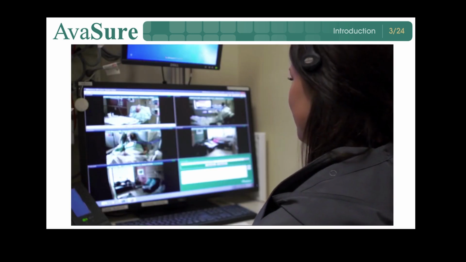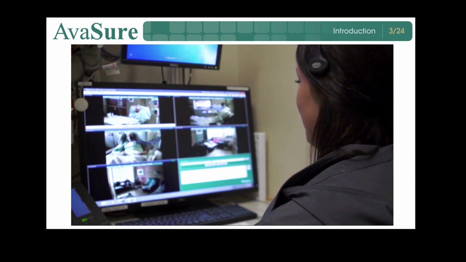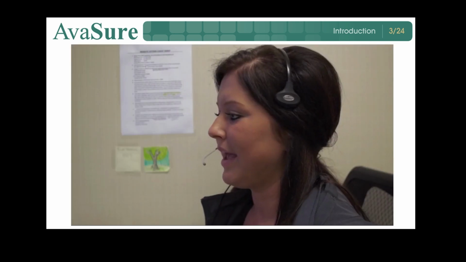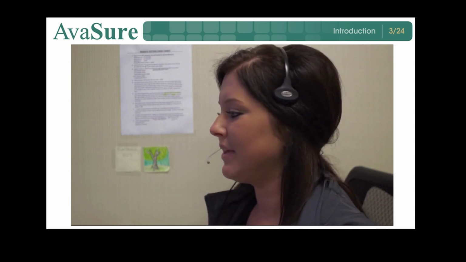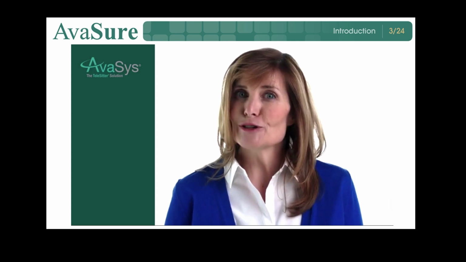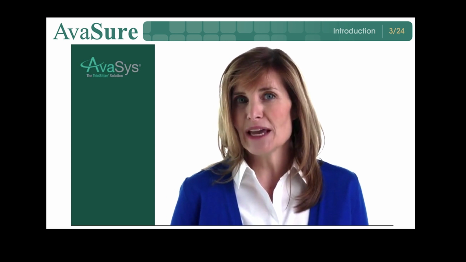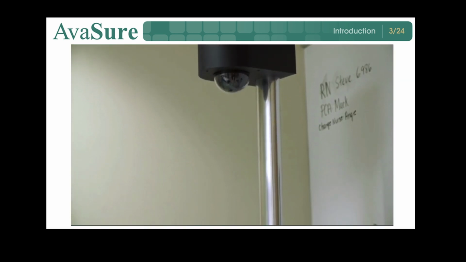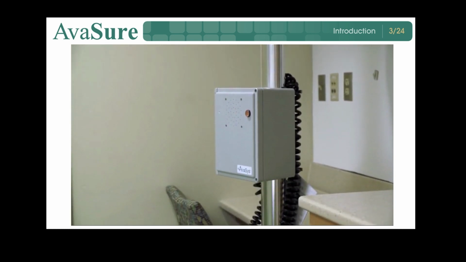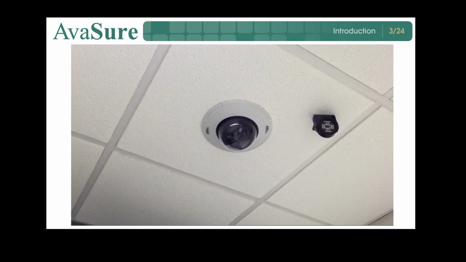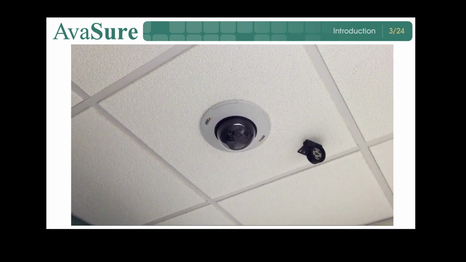The AvaSys program allows for multiple patients to be continuously monitored via live video feed by an observer in a central monitoring station from a PC loaded with the AvaSys Smart Client software. The AvaSys monitor unit is placed in the patient's room and provides audio and visual communication between the patient and the observer. AvaSys is available in mobile carts, either wireless or wired, as well as permanent units recessed into the ceiling. All have the same features and components.